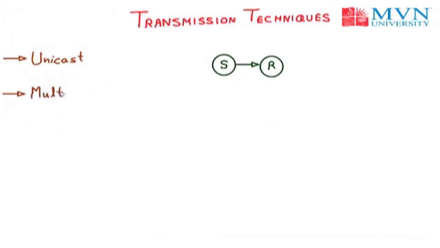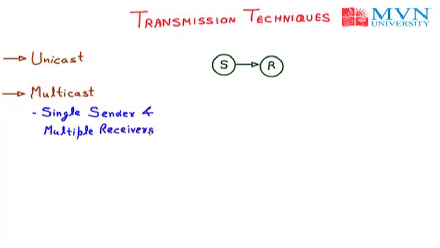So now the next one we are going to discuss, that is multicast. Multicast means, example, we have a single sender and the multiple receivers. We have one computer that is sending the data and we have multiple computers, they are receiving the data. So the main thing is single sender and multiple receivers.